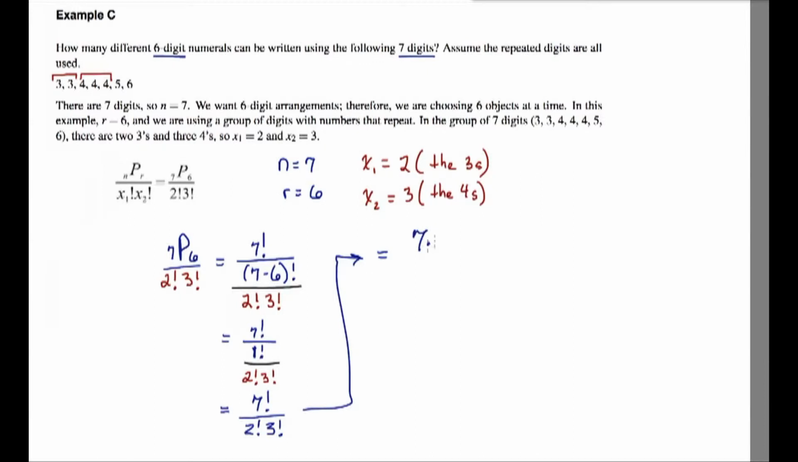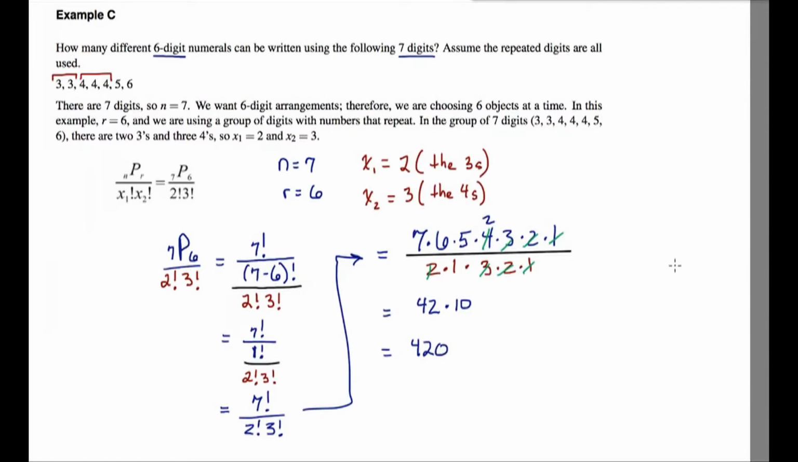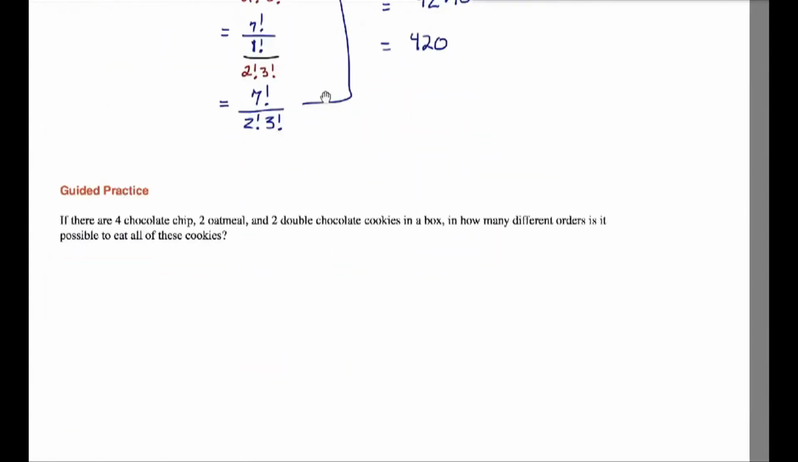So let's expand this. 7 times 6 times 5 times 4 times 3 times 2 times 1 over 2 times 1 and then 3 times 2 times 1. And then just see what simplifies here in the numerator and the denominator. So multiply these together here. 42 times 10, this is 420. So there are 420 permutations for this problem with these two repetitions.